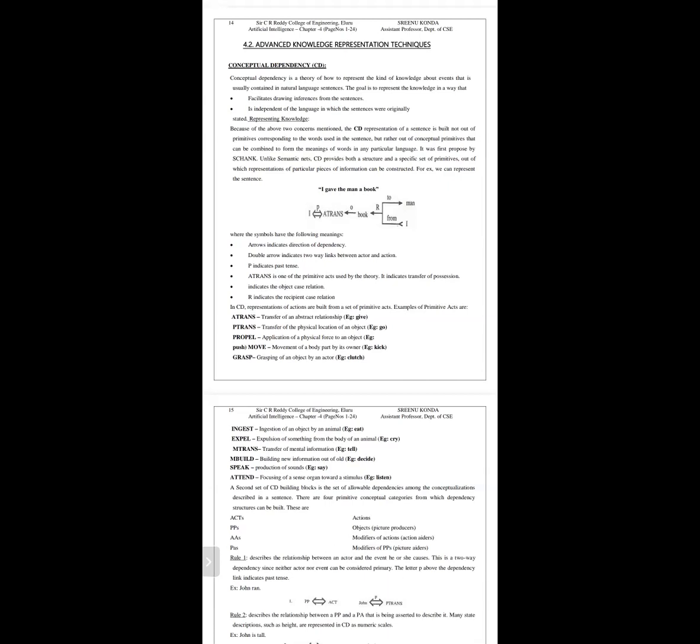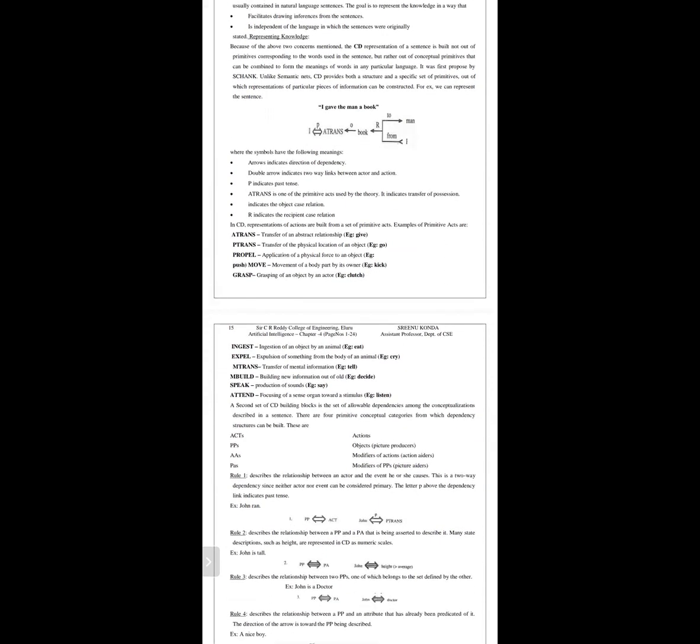The next one, M build. M build means building of mental information, that means building new information from the older one. Suppose you have some older information, then based on that we are going to build new information. For example, decide.